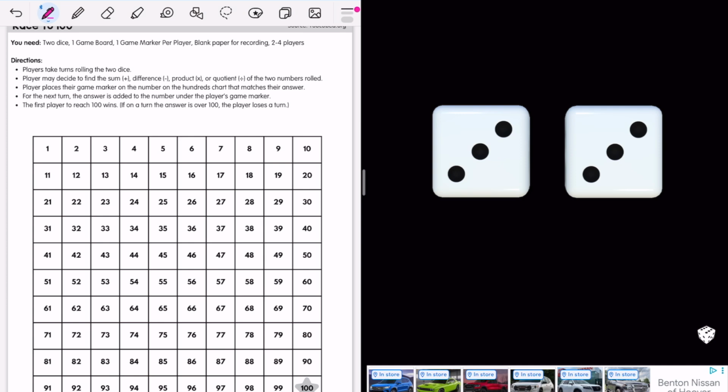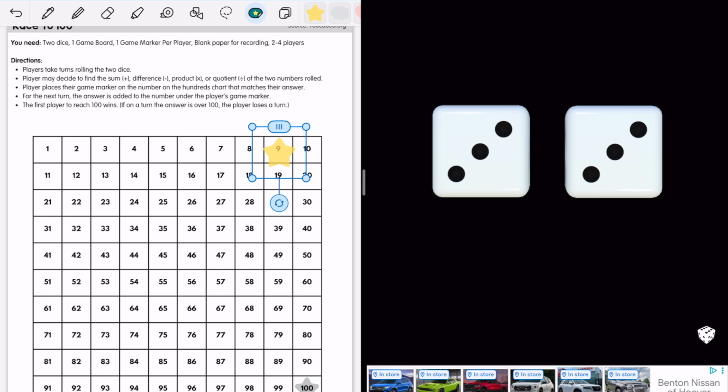Okay, so for this first roll, I get 3 and 3. So when I think about my different operations, I know that multiplying these two is going to give me the largest number. So 3 times 3 is 9. So I would take my game marker and place it on 9.